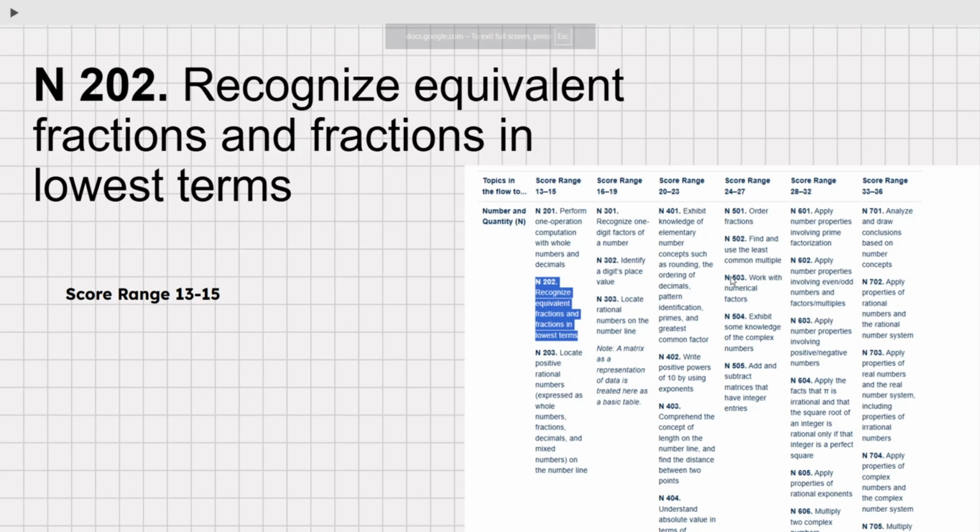You don't need to love math to crush the ACT. You just need to know the tricks. And that's what I'm here for. Today's standard is one you can master in just a few minutes.